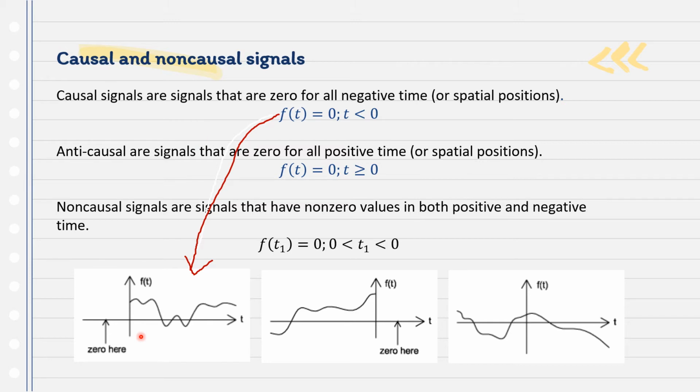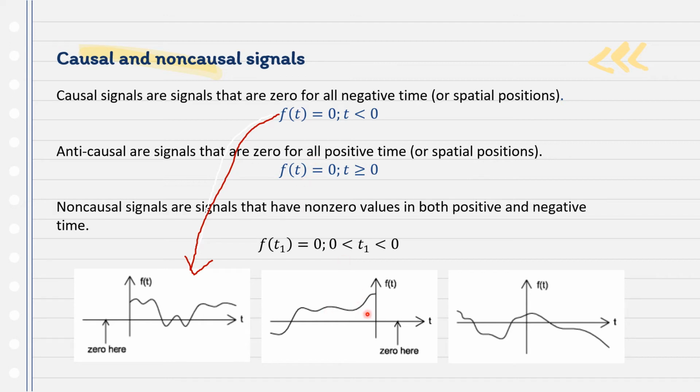Signals that exist, the right term is exist, for t bigger than 0, and it is equivalent to 0 for t less than 0. Anti-causal signals are signals that are 0 for all positive time. That means for t bigger or equal to 0 it is 0, so it only exists at negative time. This is anti-causal.